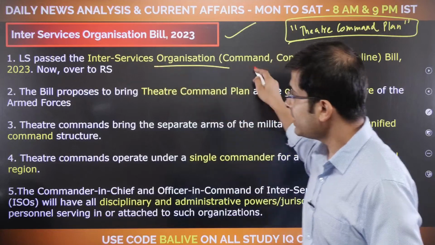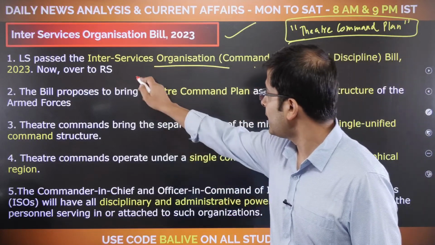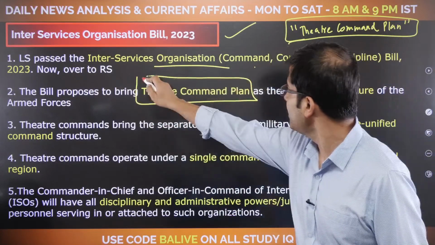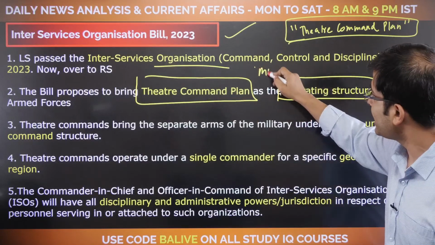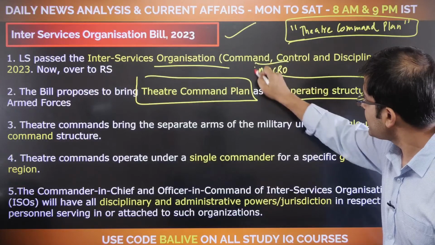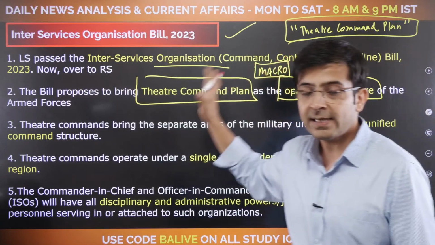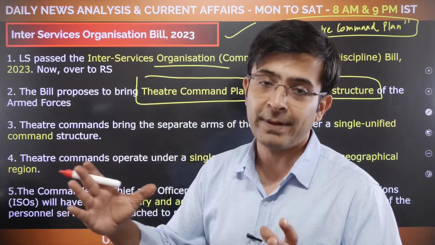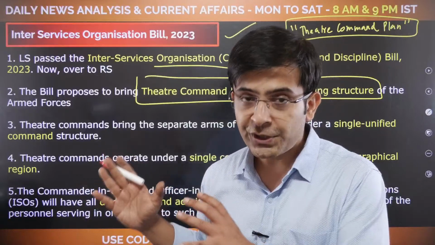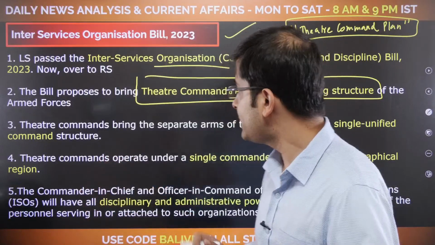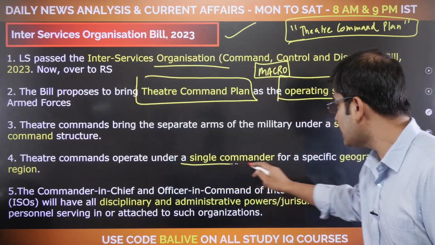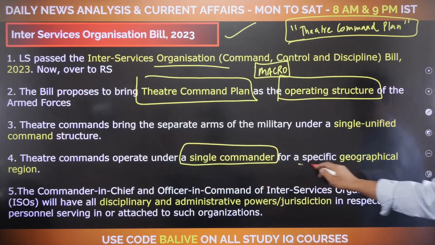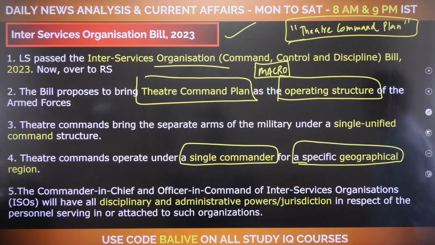The Lok Sabha has passed this. Now what does the bill propose to do? It proposes to bring the Theatre Command Plan as the operating structure. This is the macro overview, guys. The bill does not state this, but this is the macro point of the bill. And to achieve this, what does the bill do? Basically, you now have a single commander for a specific geographical region.